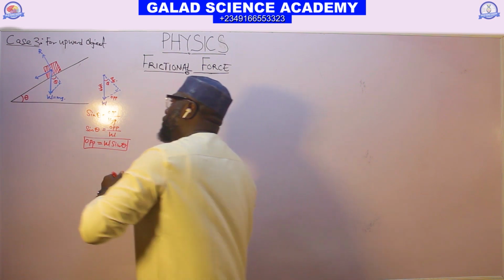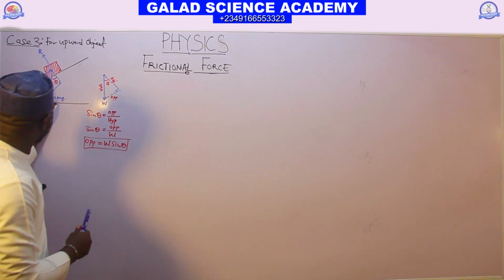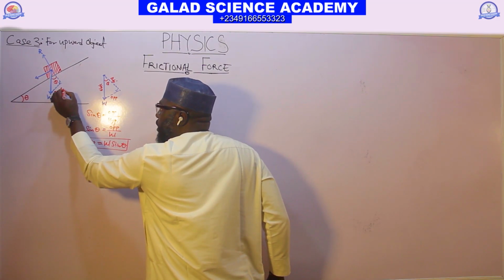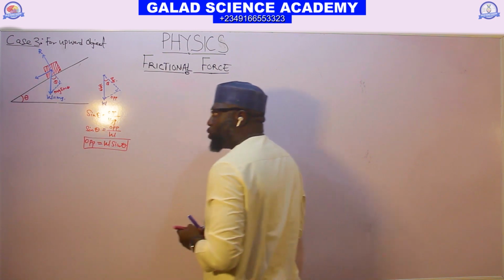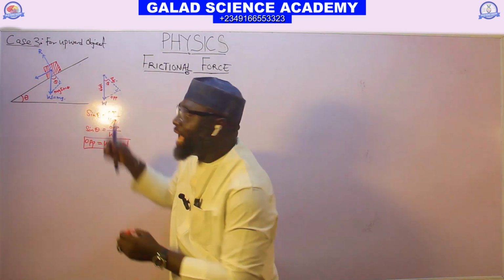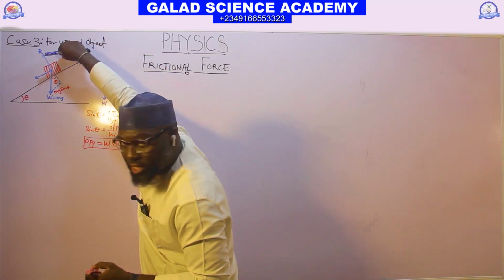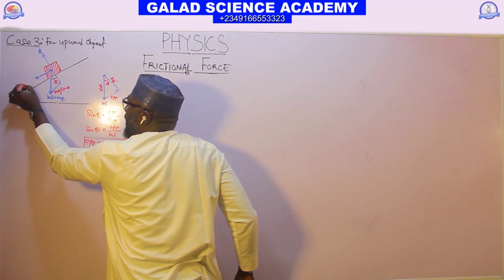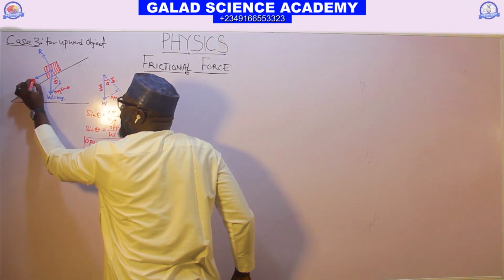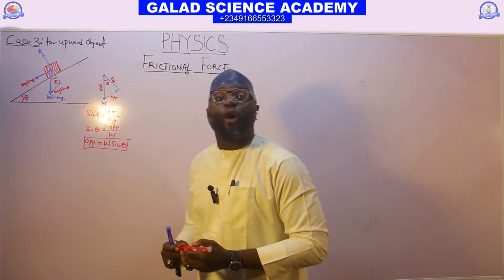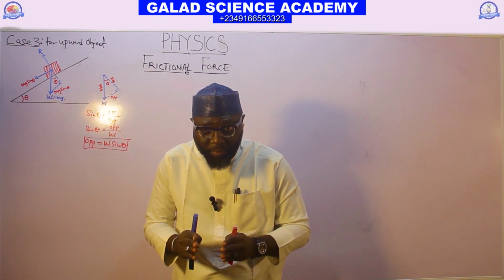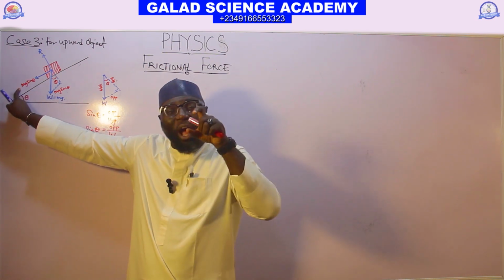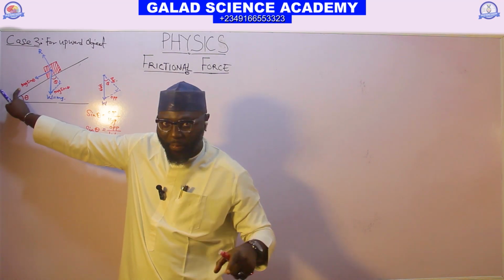As a result of that, this side will be mg sine theta. Good. If this side is mg sine theta, so automatically the weight of the block along the plane will be mg sine theta. This is the proof for this. So for every object on the inclined plane, its own weight along the plane is mg sine theta, the natural weight of the block along the plane.